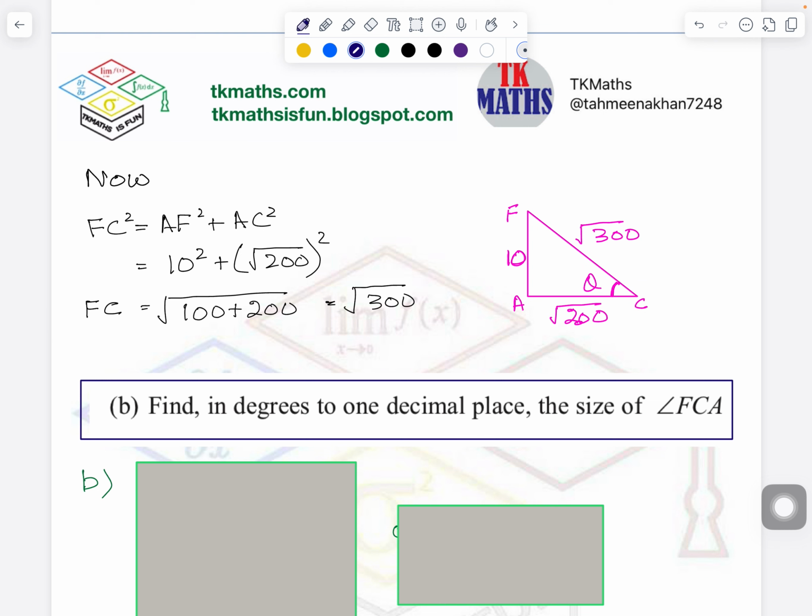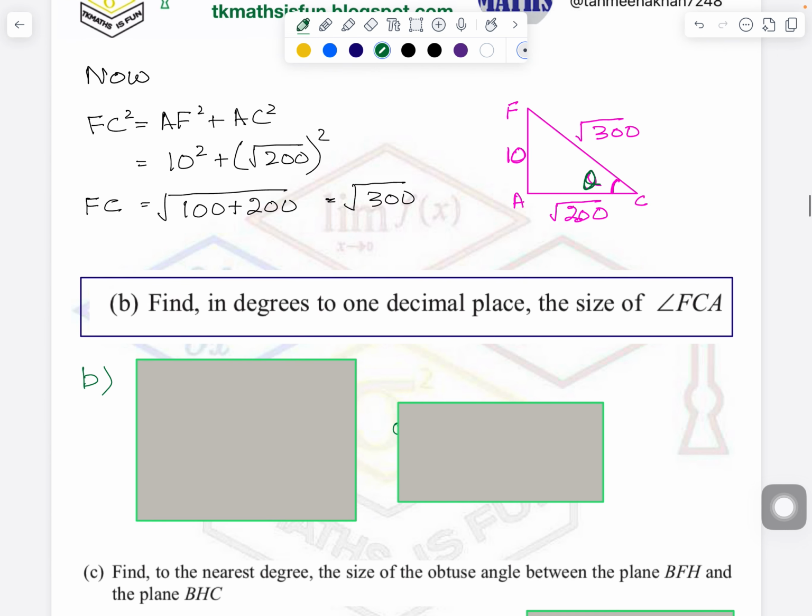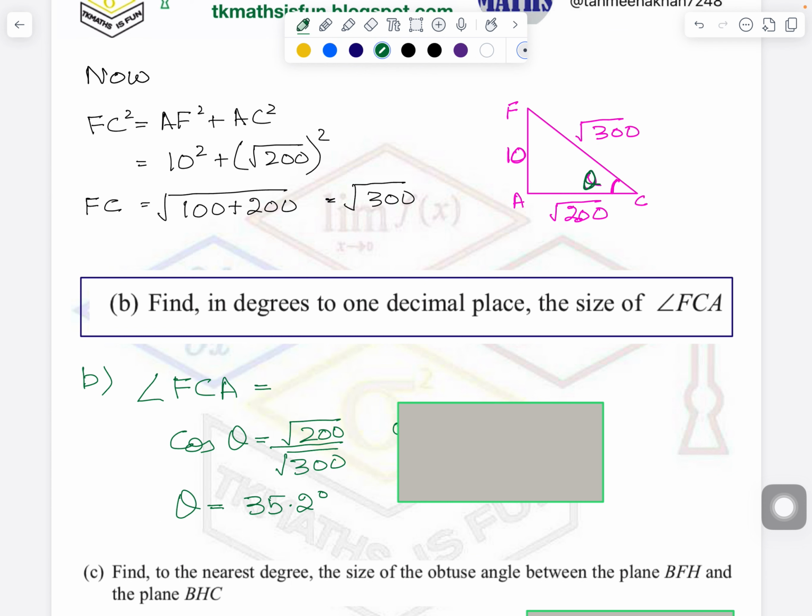Find in degrees, to one decimal place, the size of angle FCA. So I've shown you in the diagram here. It is this angle we have to find out. I think this part is very easy because you already know all three sides. So you can use any trigonometric ratio, sine, cos, tan, to find out this angle. I'm using cos theta here. So the angle is 35.2.